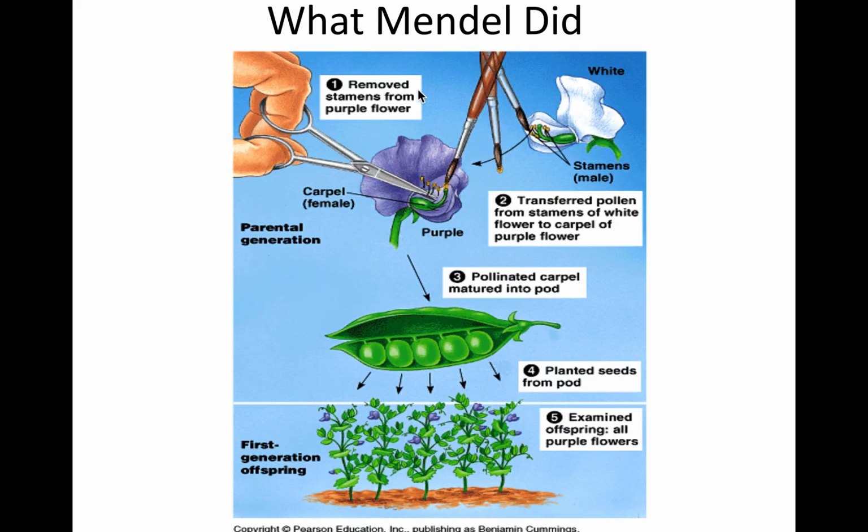So here you can see what he did. He removed the stamens from the purple flower. So he was dealing with a purple flower and a white flower. The stamen, remember, is the male organ.